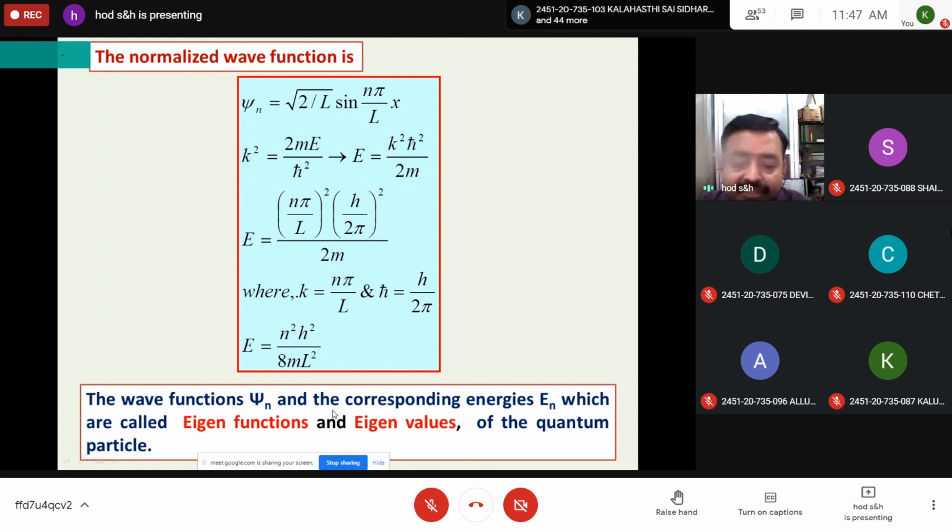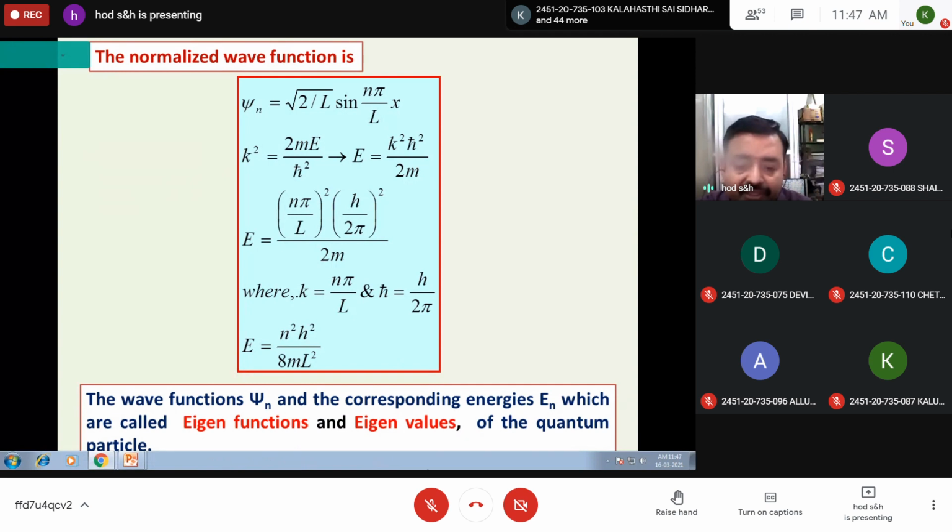For particles like electron, this wave function psi n and the corresponding energy En are called eigenfunctions and eigenvalues of the quantum particle. So psi n is called as eigenfunction and En is called as eigenvalue. Please note down this.